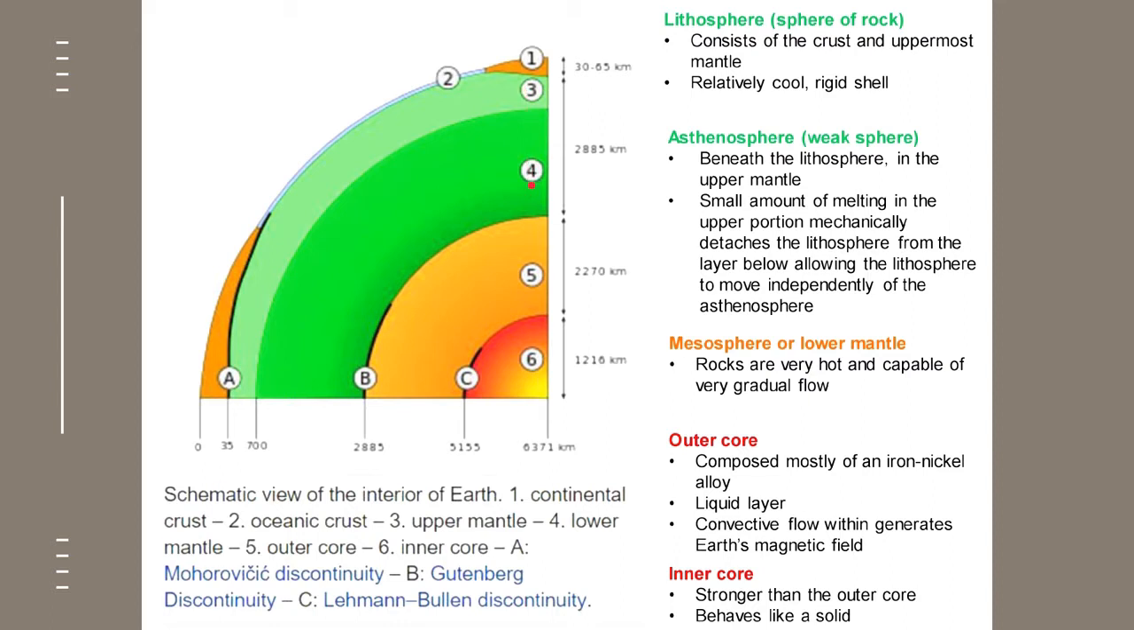Right below that is the mesosphere, or the lower mantle. This is layer number 4. This is where rocks are very hot and capable of gradual flow.